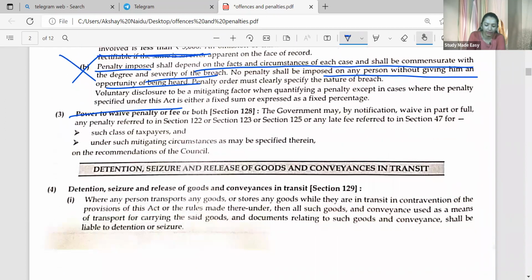Power to waive the penalty or fees. Yes, obviously government has the power. They want, for any taxpayer, they can mitigate, they can waive off the penalty or fees.